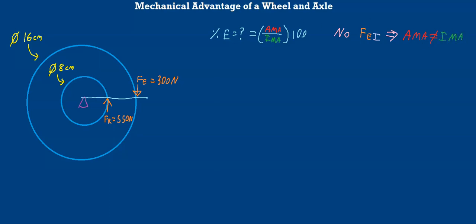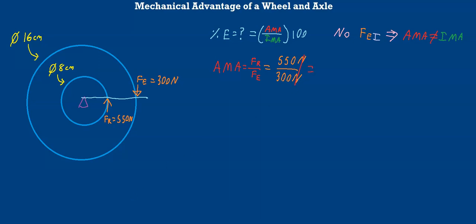But let's see what our AMA does equal. And to find that out, we'll use our AMA equation. Our AMA is equal to our FR divided by our FE. And we know both of those numbers. We know our force resistance is 550 newtons. And we know our force effort is 300 newtons. And of course, newtons cancels out.